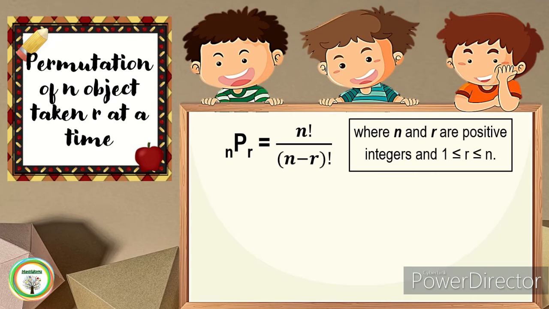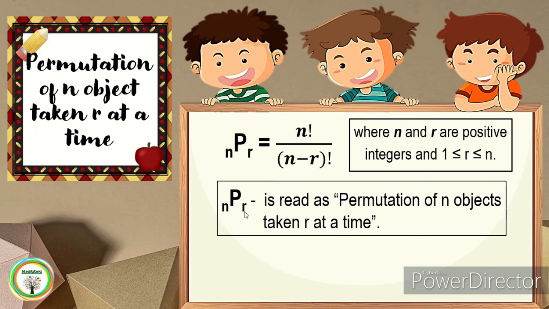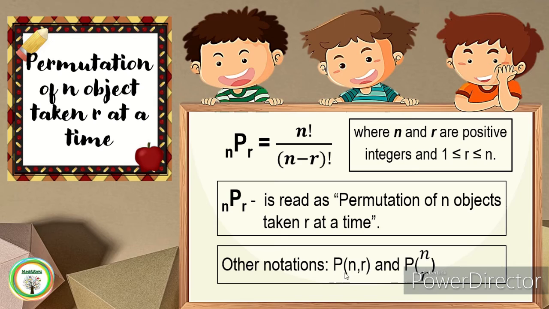So hindi pwede na mas malaki yung value ng r sa value ng n. So this nPr is read as permutation of n objects taken r at a time, or permutation of n taken r. So we have other notations for permutation. So these two notations are also read as permutation of n objects taken r at a time. So let's have an example.